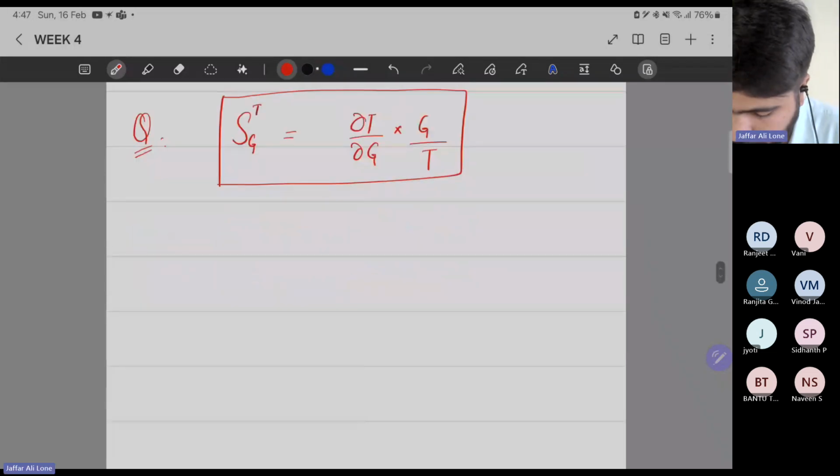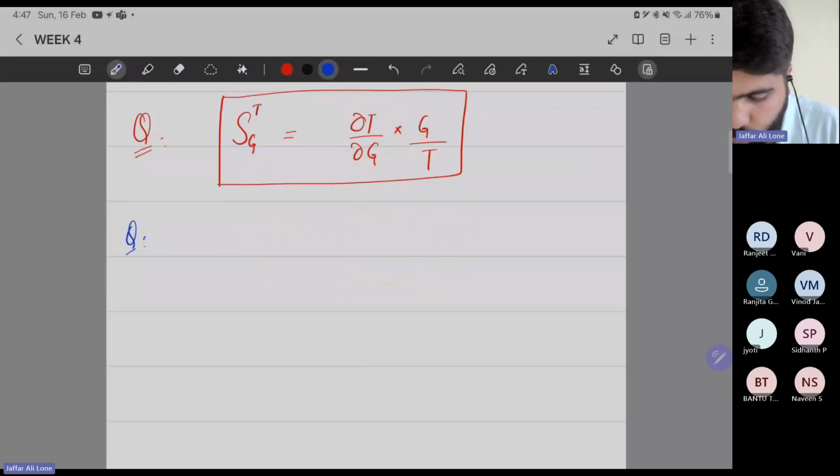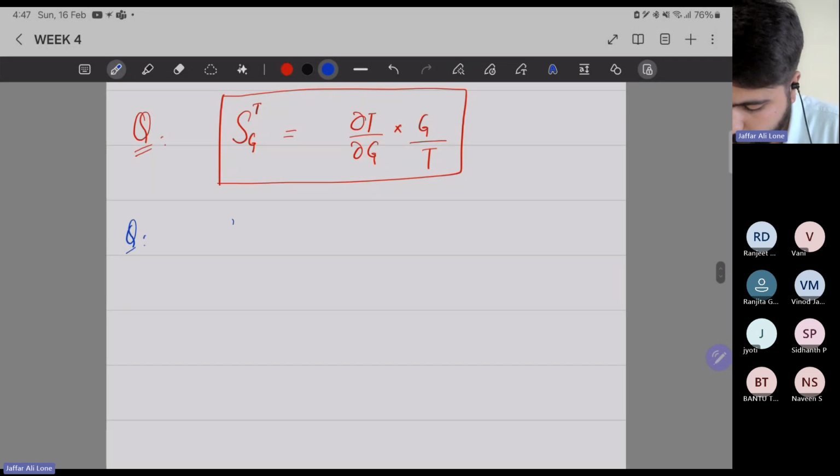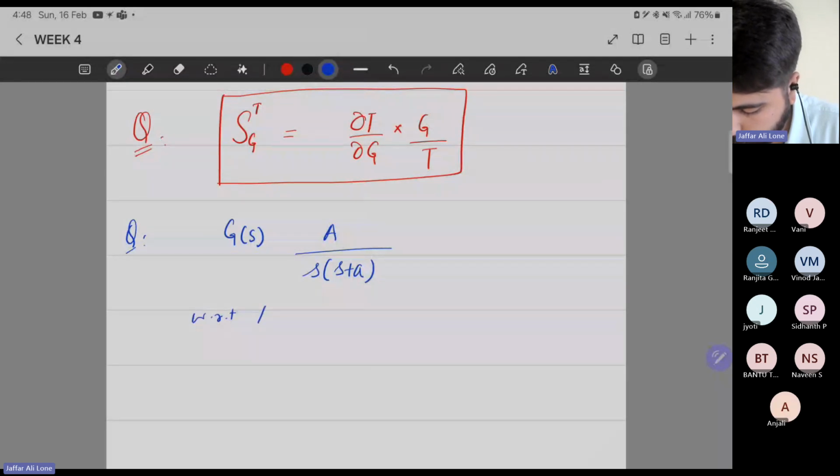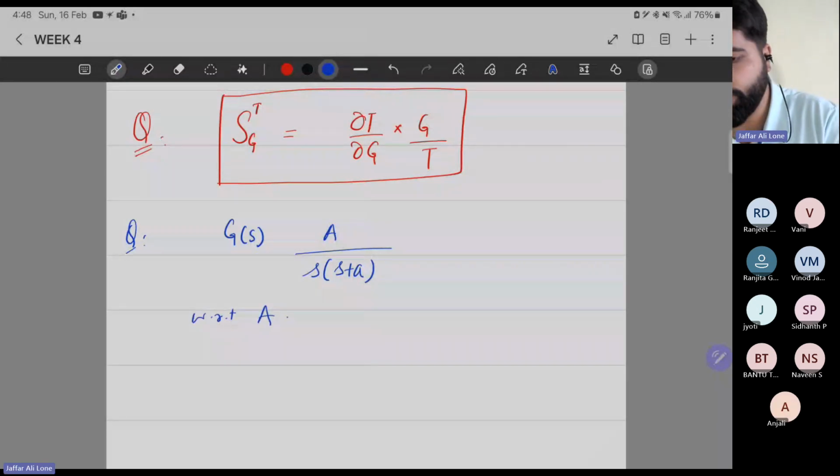The question is, and you have these types of questions in the assignment as well. A unity feedback control system has the open loop transfer function A divided by S into S plus a. We have to find the sensitivity with respect to parameter A.